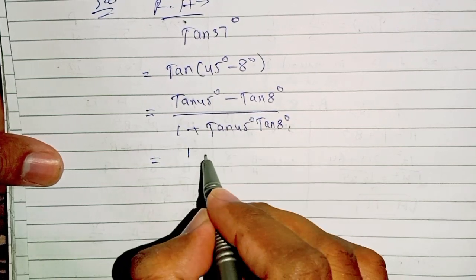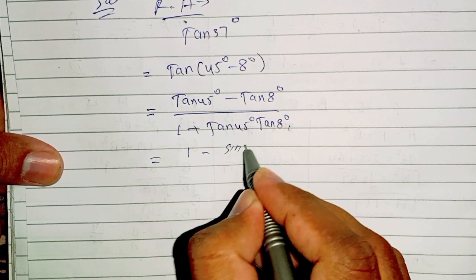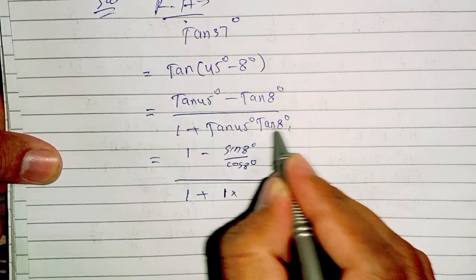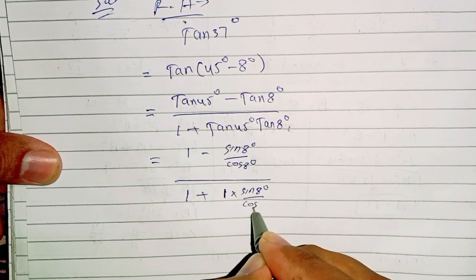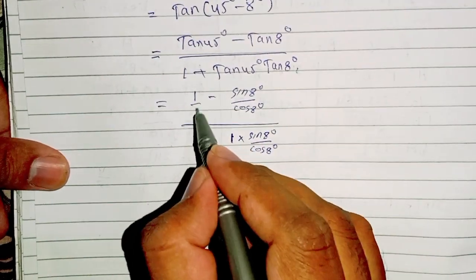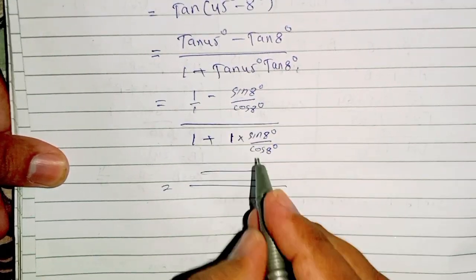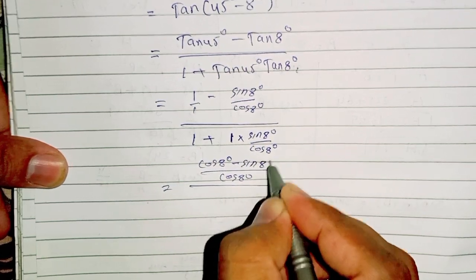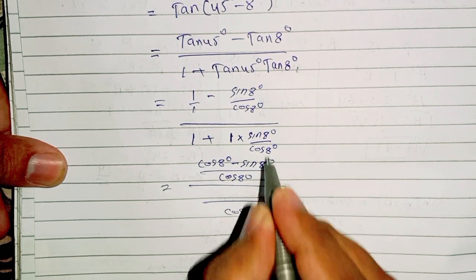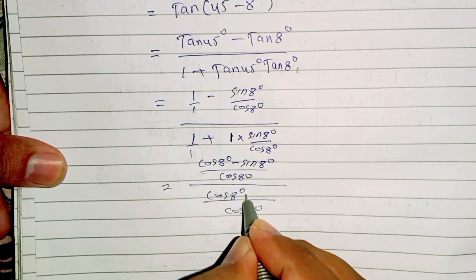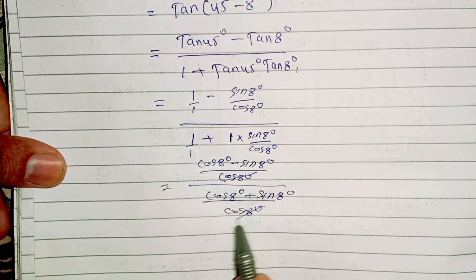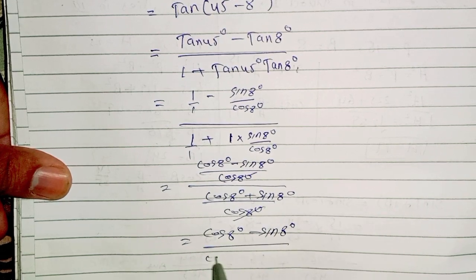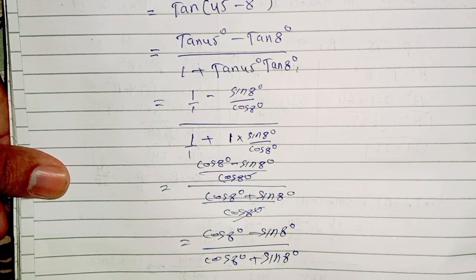We know that tan 45 degree is equal to 1, and tan 8 degree can be written as sine 8 degree over cos 8 degree. In the denominator, 1 plus tan 45 degree is 1, and tan 8 degree can be written as sine 8 degree over cos 8 degree. Taking LCM in the numerator and denominator, the LCM of 1 and cos 8 degree is cos 8 degree, so we have cos 8 degree minus sine 8 degree. Similarly, in the denominator we have cos 8 degree plus sine 8 degree. The cos 8 degree in the denominator is cancelled out by cos 8 degree. So we have cos 8 degree minus sine 8 degree over cos 8 degree plus sine 8 degree, which is the left hand side.